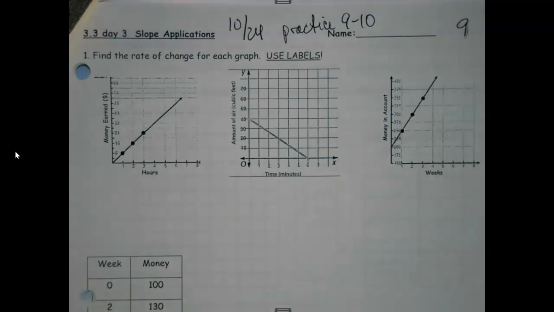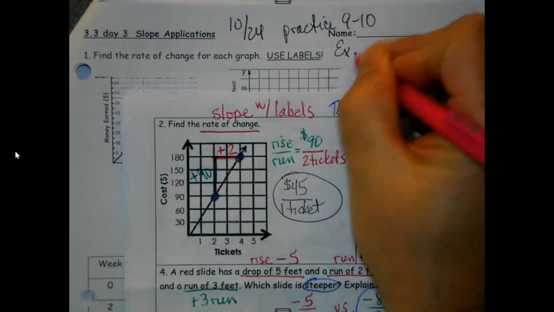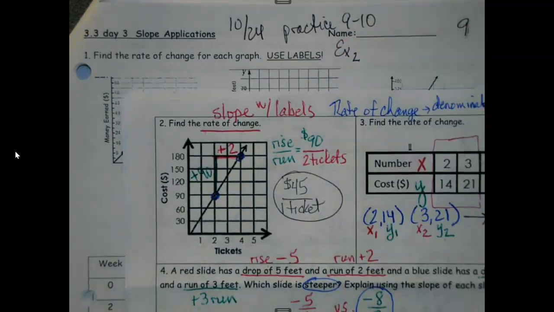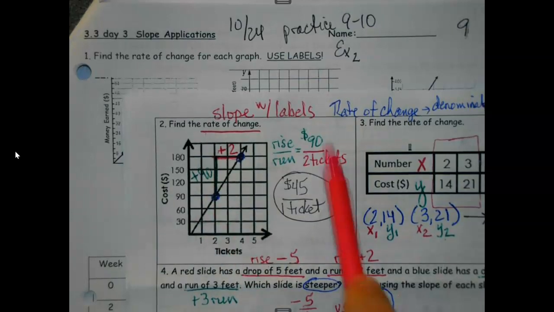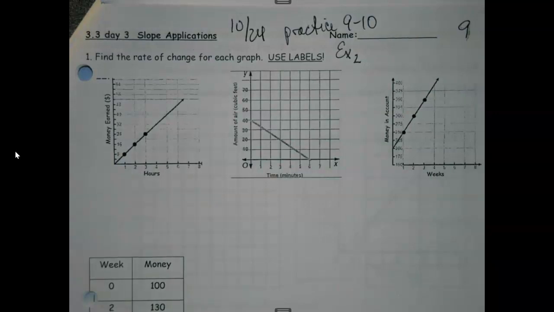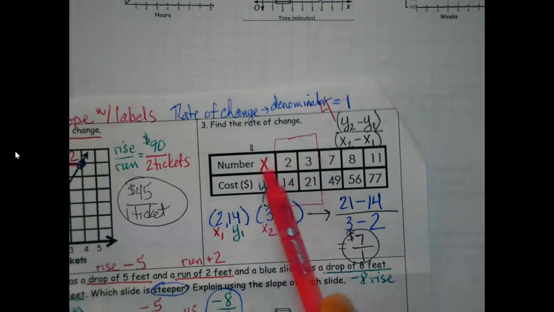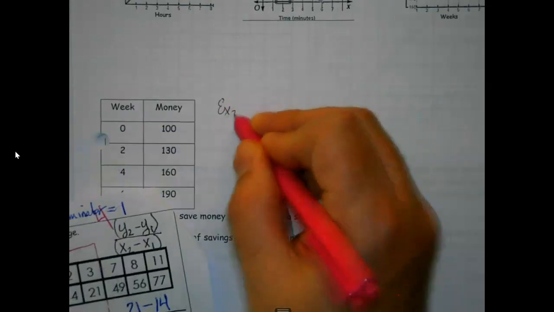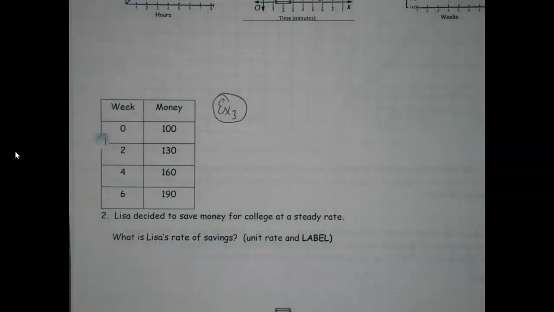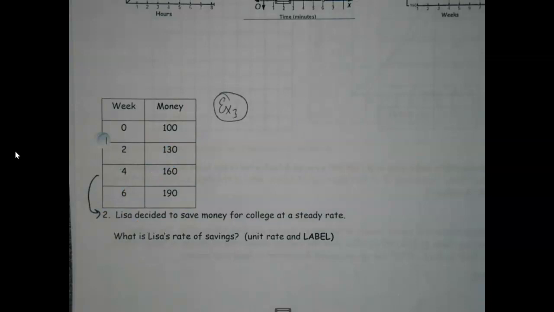So for instance, find the rate of change for each graph. Use labels. These are all like example 2 in the notes. Okay, we had our rate of change. We reduced it down to over 1. Made it work. If it's a chart, like the second one is, okay, that's like what we did here in example 3. Yeah, this chart goes with number 2. Yep.